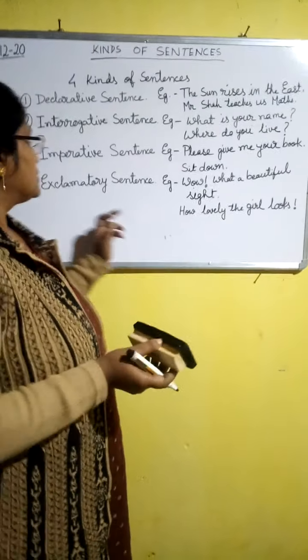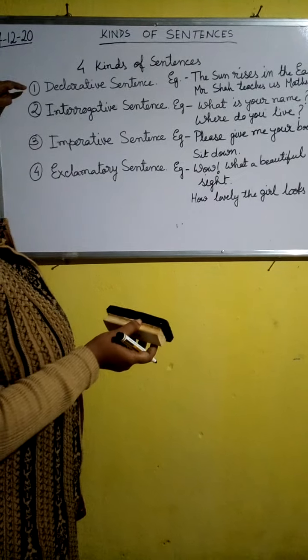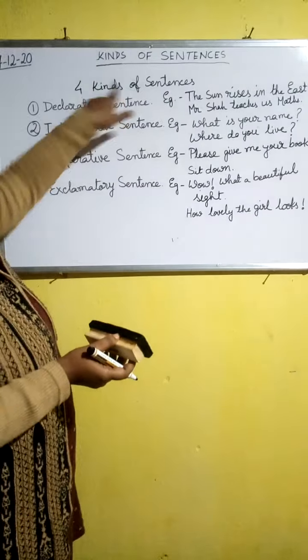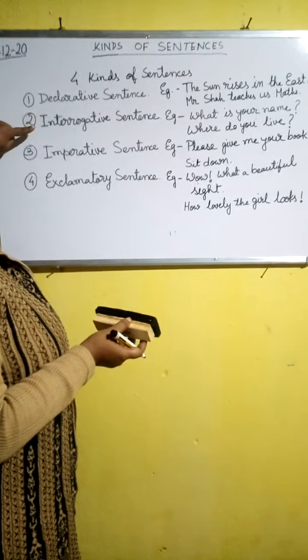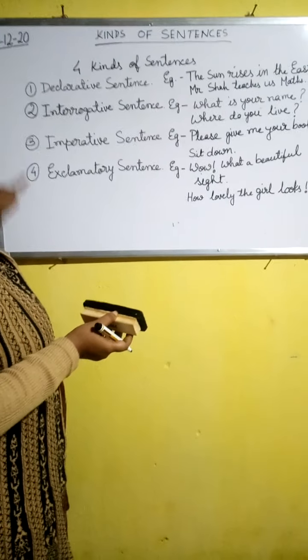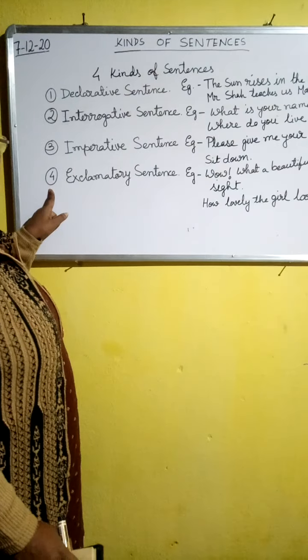Okay. So, what we have learned, that there are four kinds of sentences: declarative, interrogative, imperative and exclamatory.